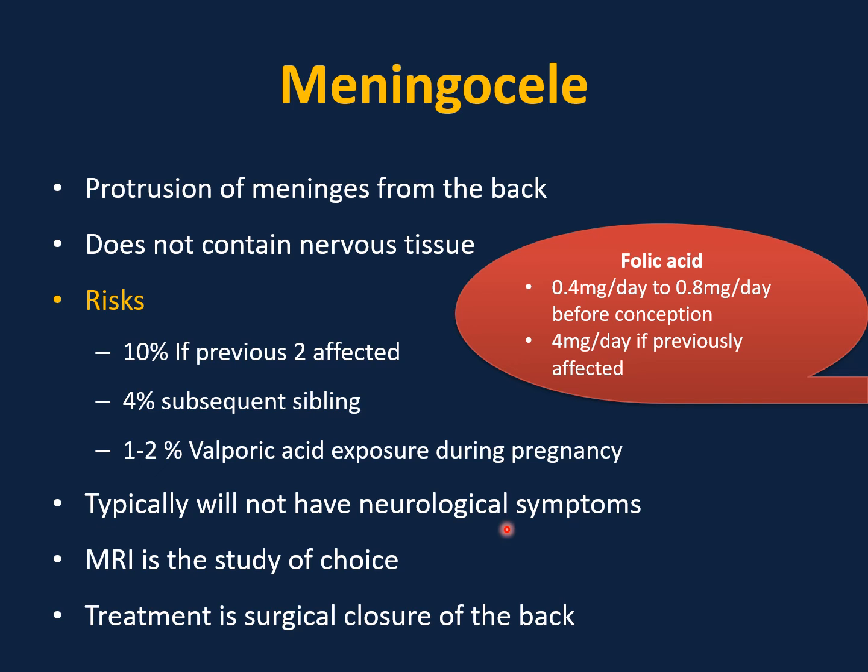Typically will not have neurological symptoms. MRI is the study of choice. And the treatment is surgical closure of the back. Prevention, again to emphasize: before conception 0.4 milligram per day to 0.8 milligram per day, 4 milligram if previously affected.